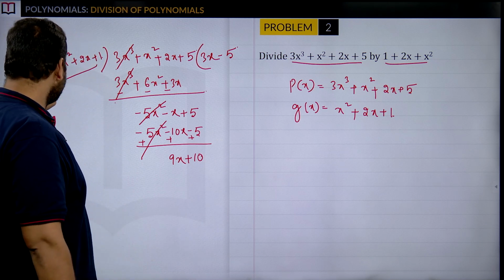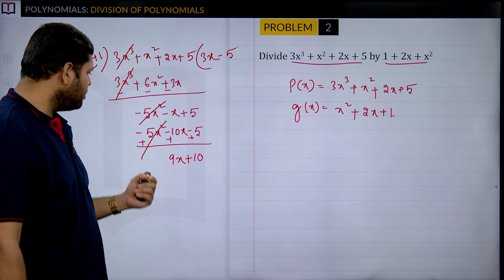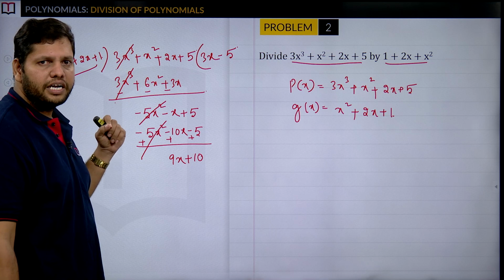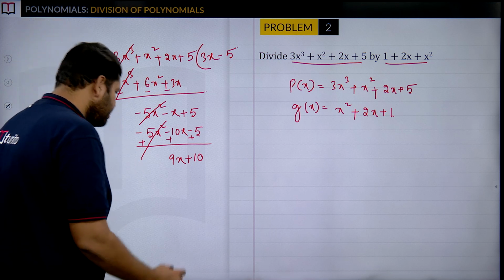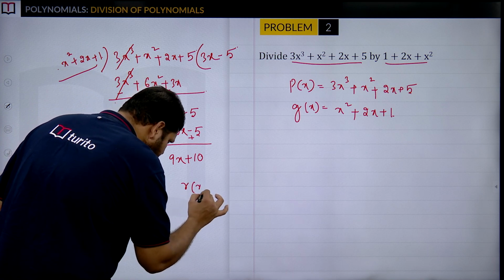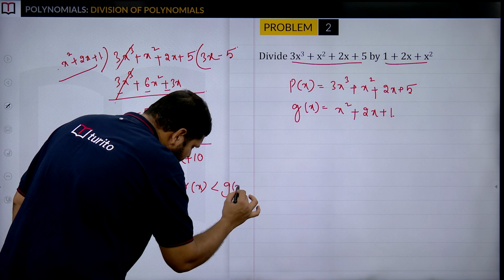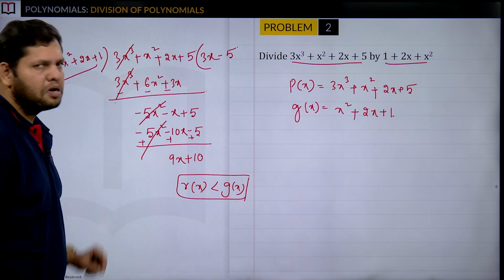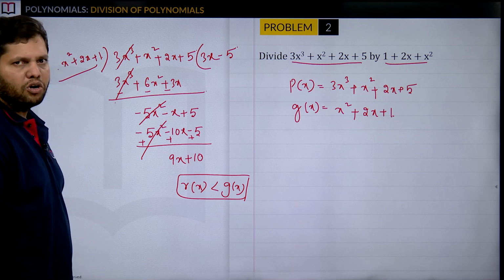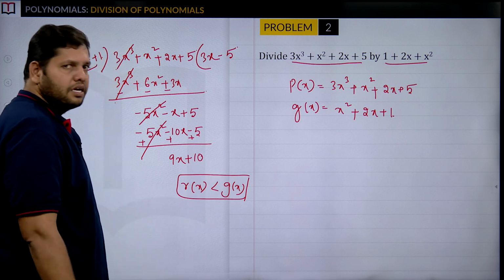Okay. Now children, look here. This is actually the divisor, and this is the remainder. Children, the degree of the remainder and the degree of the divisor, can I say both are equal? They are not equal. But what can I say? I can say the degree of the remainder is less than the degree of the divisor. Yes or no? Because the remainder is a linear polynomial and the divisor is a quadratic polynomial. So we got the degree of the remainder is what?